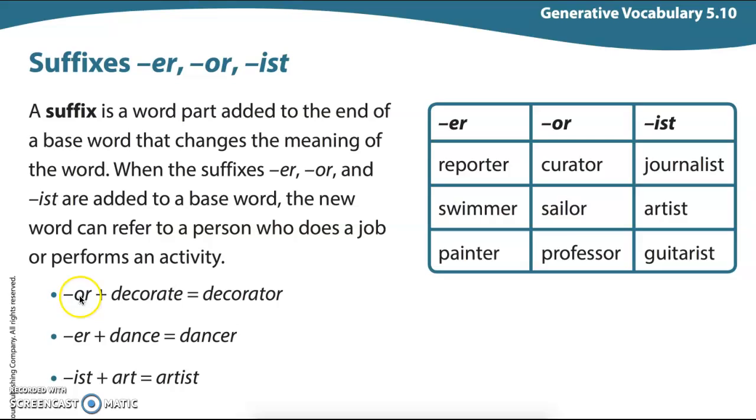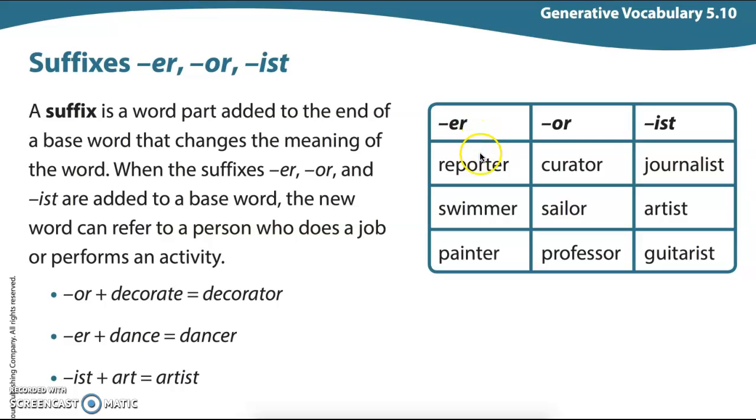So for example, the suffix or plus decorate is decorator. Er plus dance is dancer, like we've been reading about. And ist plus art is artist. So a person who does art. Now we've got some other examples of that over here.